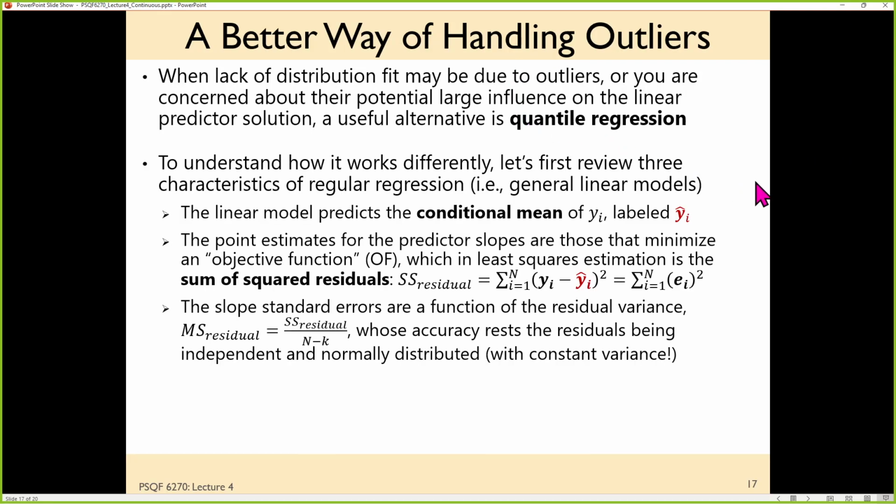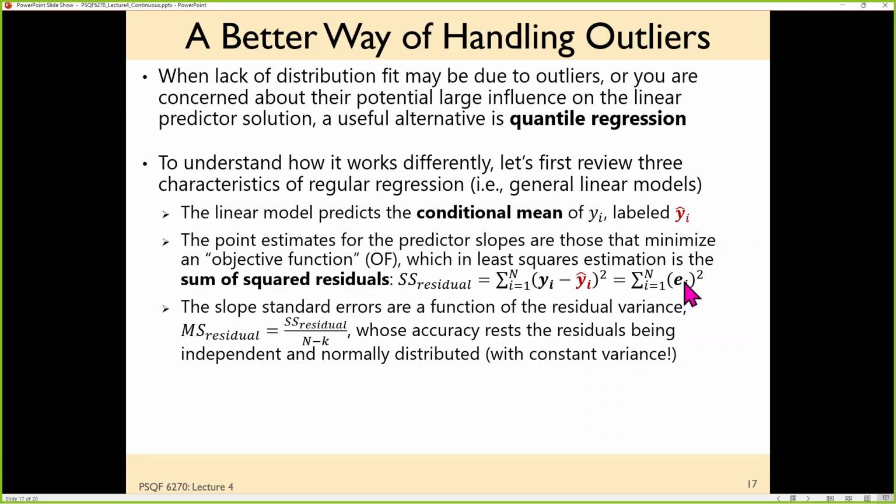So a solution to this problem is to change the regression model into predicting a different expectation. Normally in standard general linear models, we predict the conditional mean, which gets notated with this y hat. The way the estimator decides what the best fit slopes would be is that they minimize the sum of squared residuals. There's a more general term for this called the objective function, meaning the thing that you're trying to minimize or maximize to decide what is relatively best. And the formula looks like this.